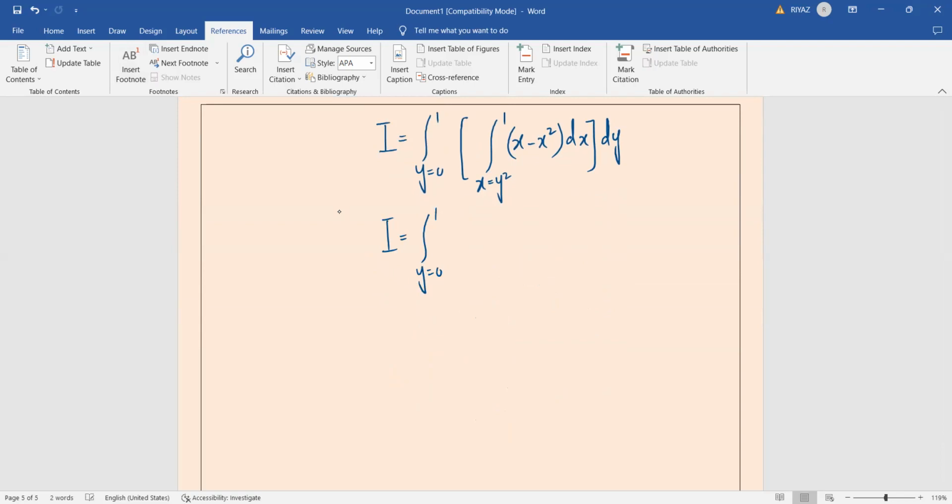Y is equal to 0 to 1, and now in the bracket, x integration is x square by 2 minus x square integration is x cube by 3, and their limits are x is equal to y square to 1, into dy. Now last we have to integrate with respect to y. Now you see, after simplifying, our function will convert to y only.